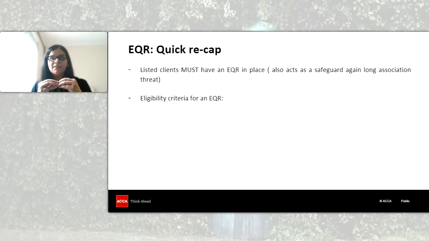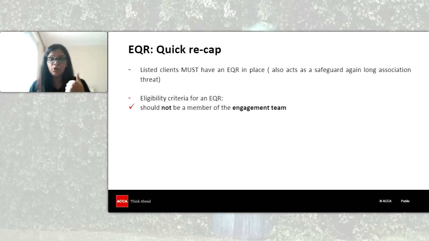Now, some knowledge aspects that I want you to please remember and keep in mind for future questions. We know that all listed clients must get a quality control review done by an independent partner, someone other than the engagement partner, before the report is signed. So we know that, and you were all comfortable with that. The focus was on the eligibility criteria. This is a person, and you have to evaluate this for the given scenario.